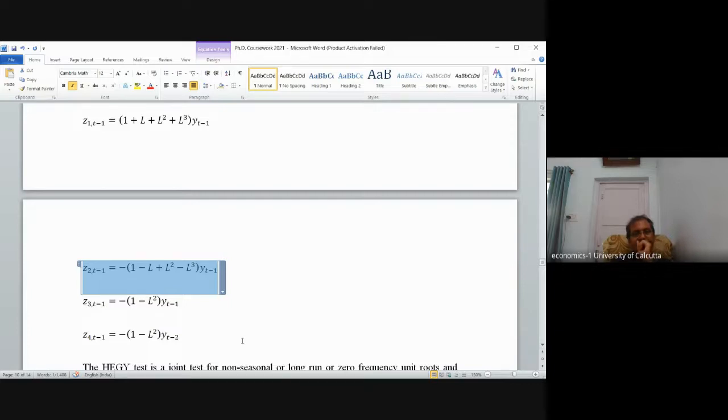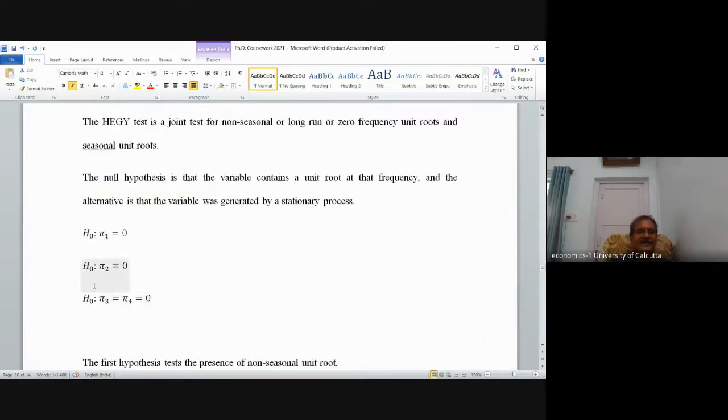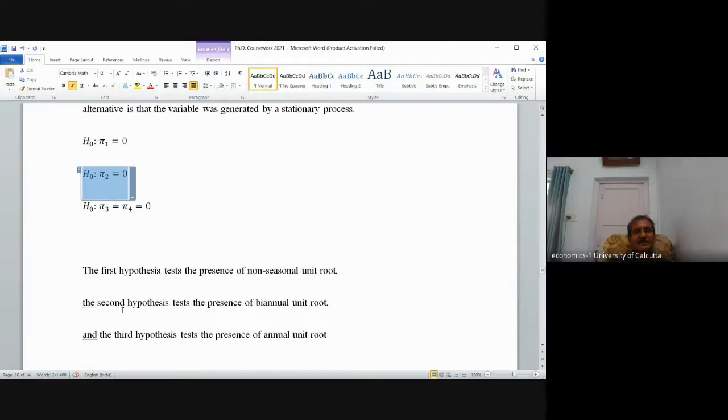Okay, for that reason pi 2, the second null hypothesis, captures the presence of biannual unit roots. What is the implication for the third one?